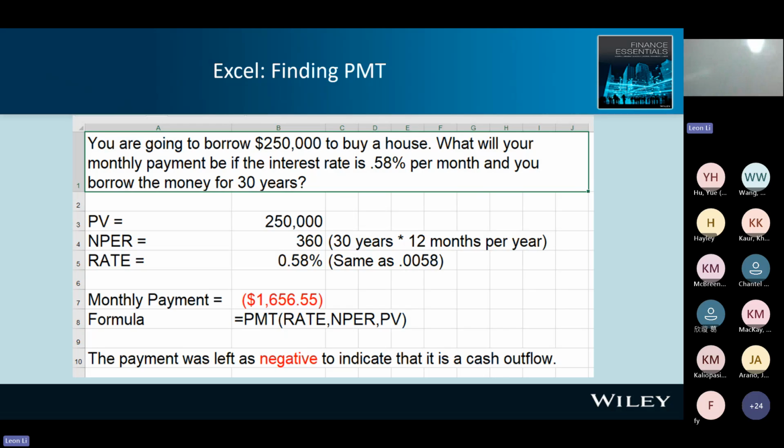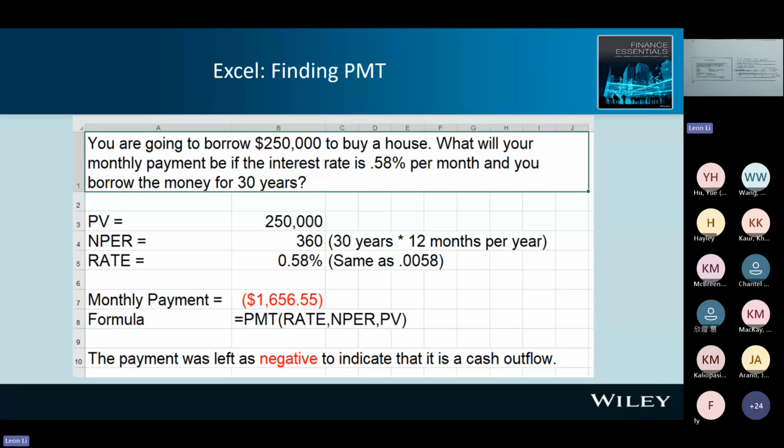So this is our example. You are going to borrow $25,000 to buy a house. What will your monthly payment be if the interest rate is 0.55% per month and you borrow the money for 30 years? Again, we will discuss Excel later, but the point is to draw the timeline. First, the interest rate, 0.58% per month. So this is a monthly rate already. You don't need to do any further adjustment.